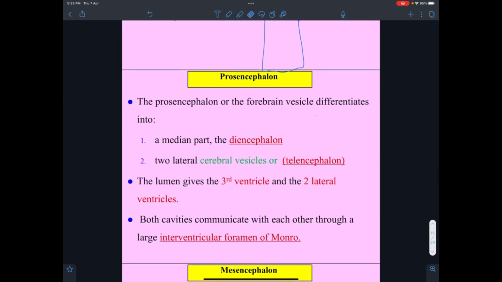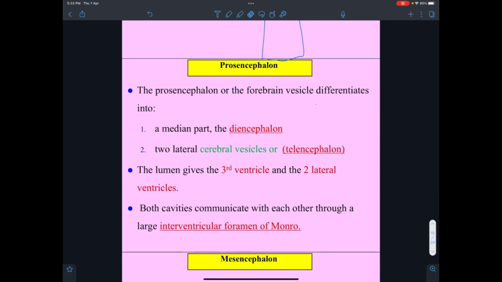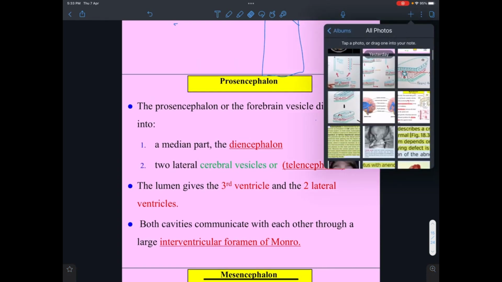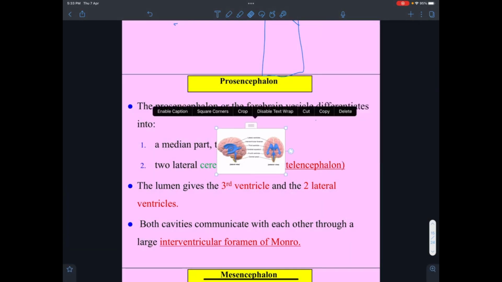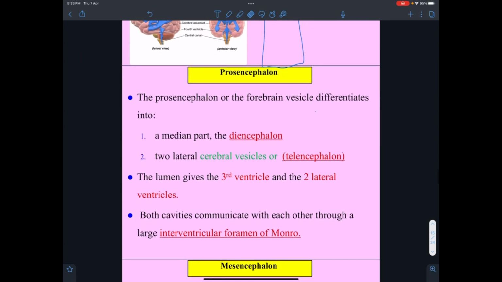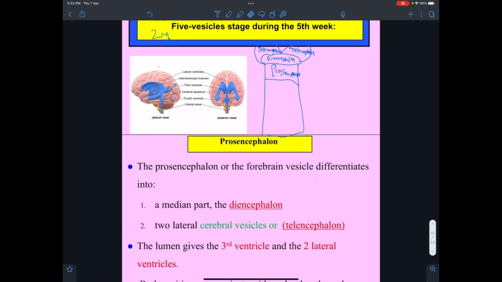Now, what's another cute thing about this whole thing? We have a picture for the last point, and it's essentially right here. Before we talk about that, each vesicle will have a cavity. Let's imagine this is the telencephalon, these two right here, and this is the diencephalon. In each vesicle, you see this empty space.